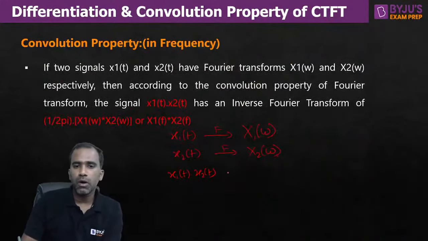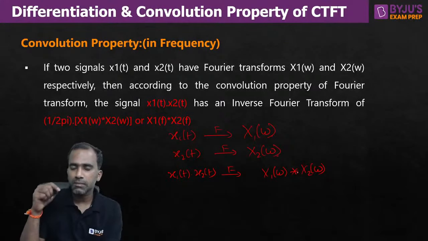So now, since it is a product in the time domain, our common sense says that it should be convolution in the frequency domain. That is what this property talks about. Yes, it is convolution in the frequency domain. But here also we have to be careful. See here, convolution means there is some integration involved. Convolution means definitely there is some integration involved.